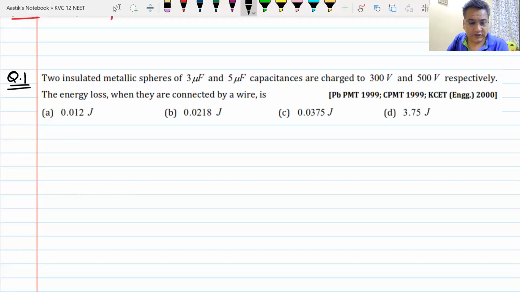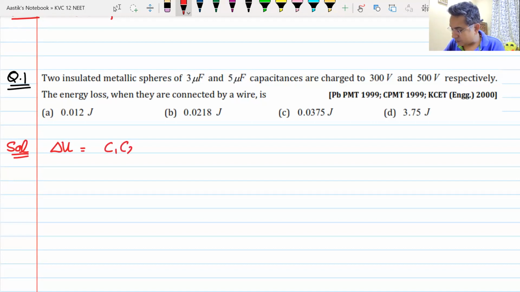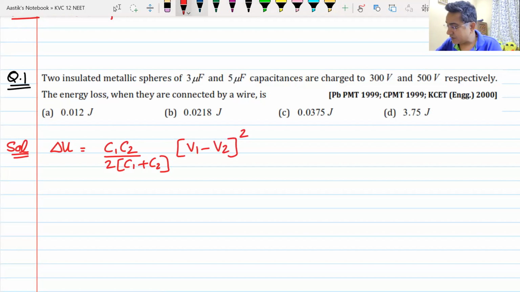I have an answer, option C, and that is the correct answer. Well done. The question is very simple. You have to find the change in energy, and you can straight away apply the formula C1 C2 upon 2 times C1 plus C2, into V1 minus V2 whole square. You can just put the values. Let me put the values for you.